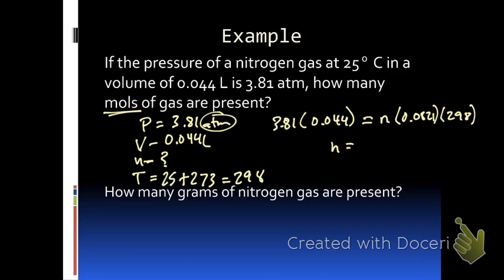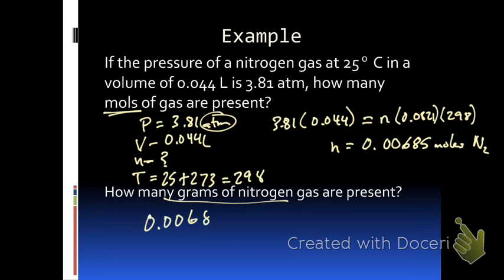I'm just going to go ahead and solve it all the way through. And I got 0.006, and I'll go to 3 sig figs, and I'll tell you why. I should be at 2 sig figs, but I know that eventually I'm going to figure out grams, so I'm going to keep an extra sig fig there. So 0.00685 moles of N2.